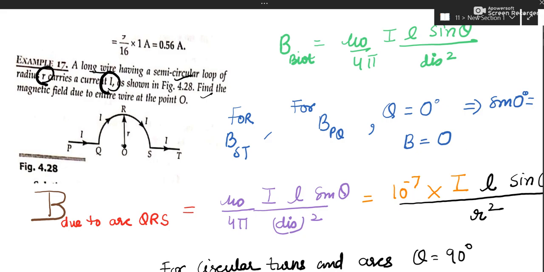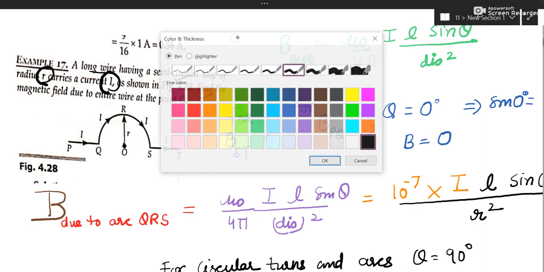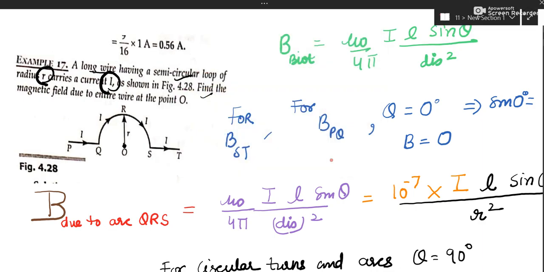So children, keep in mind, whenever the point is lying on the wire, the magnetic field due to the wire will be 0. So the magnetic field due to this PQ section at O would be 0 because the point is lying along the wire. This is a metallic wire. Similarly, the magnetic field at O due to this other piece of wire will also be 0.